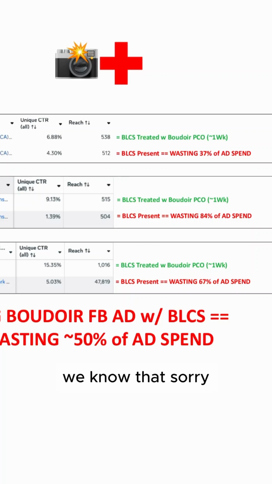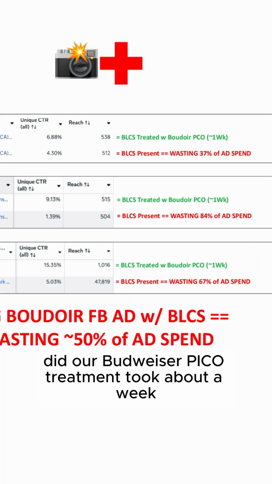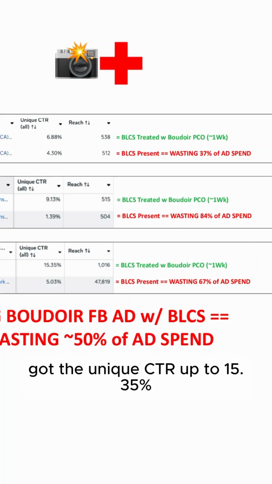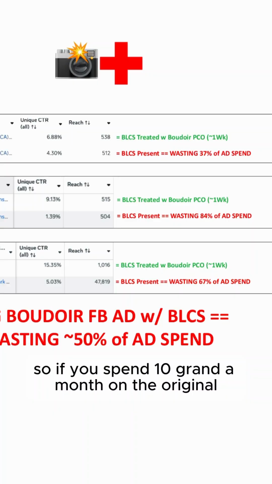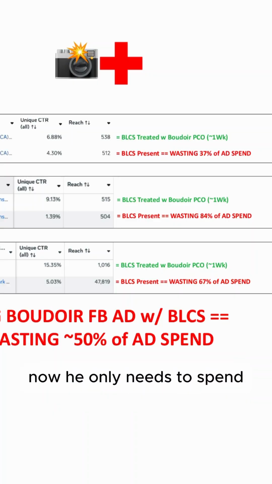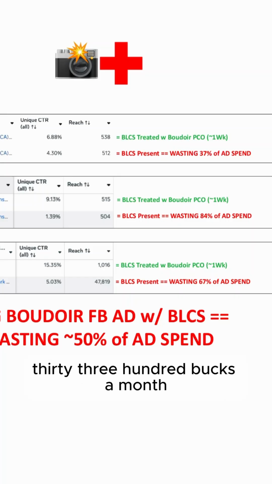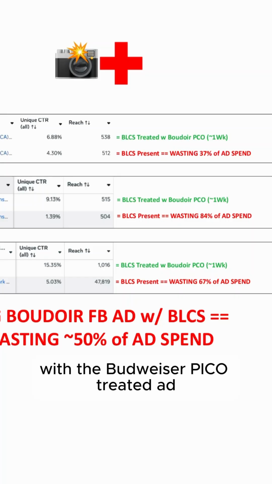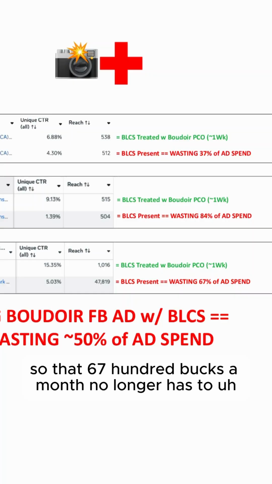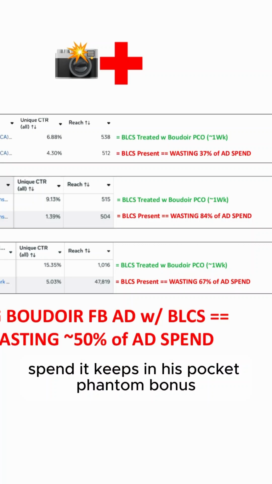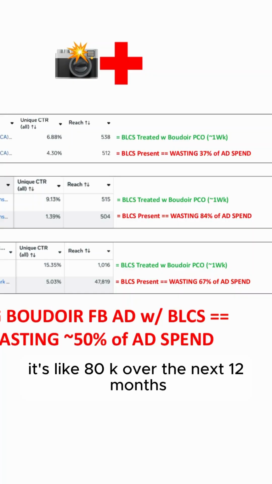So we did our Boudoir Pico treatment, took about a week, got the unique CTR all up to 15.35%. So we discovered the original was wasting 67% of ad spend. So if he spent 10 grand a month on the original Boudoir Facebook ad, now he only needs to spend 3,300 bucks a month with the Boudoir Pico treated ad to get his ad into the same number of women's brains. So that 6,700 bucks a month no longer has to be spent, keeps it in his pocket, phantom bonus. It's like 80K over the next 12 months.